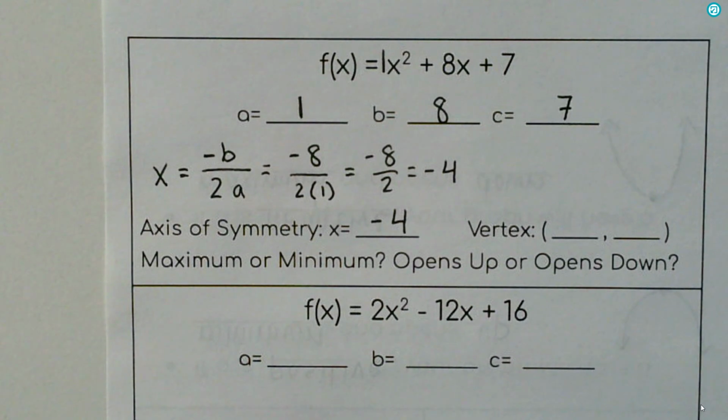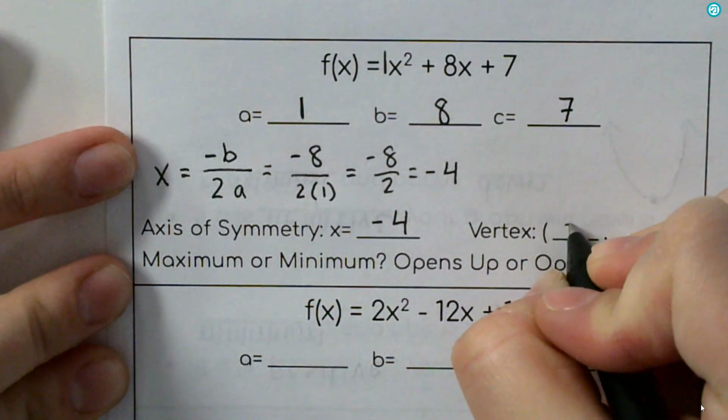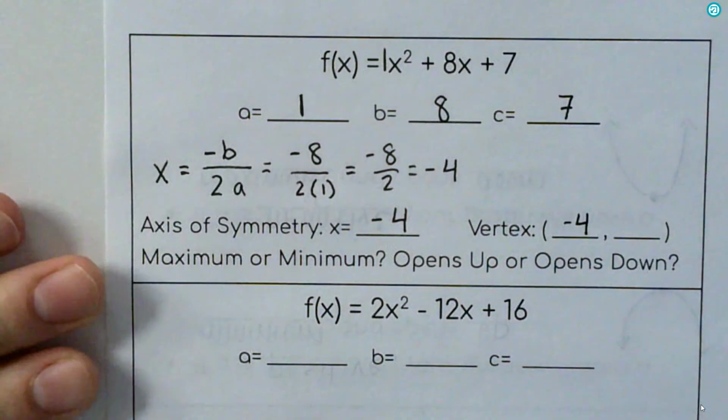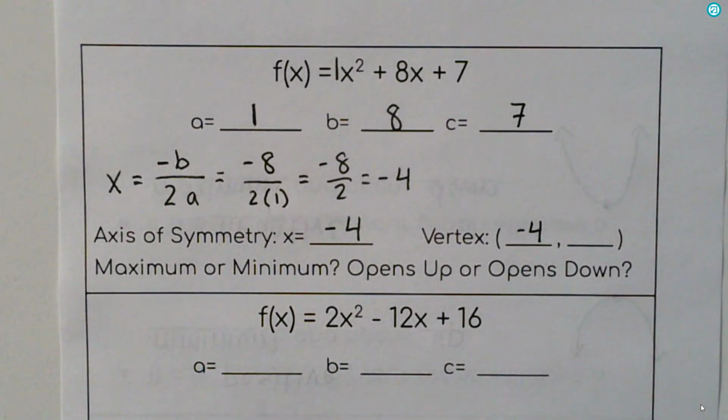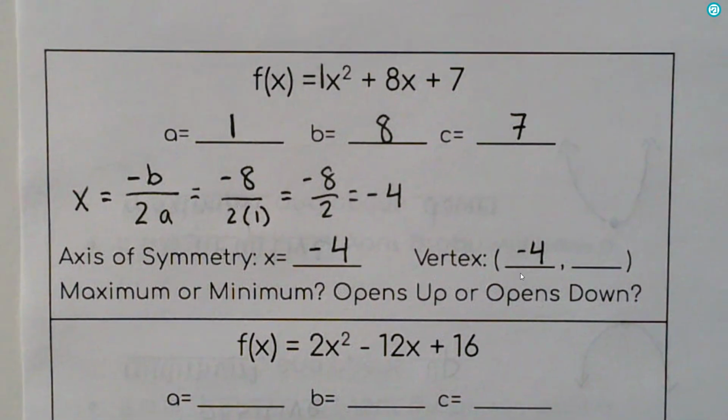Okay. Any questions on that being my axis of symmetry? Okay. So then that is also the x value of my vertex. So you can go ahead and put that on the first blank of your vertex ordered pair. And then we plug that x value in to find the y value of our vertex.